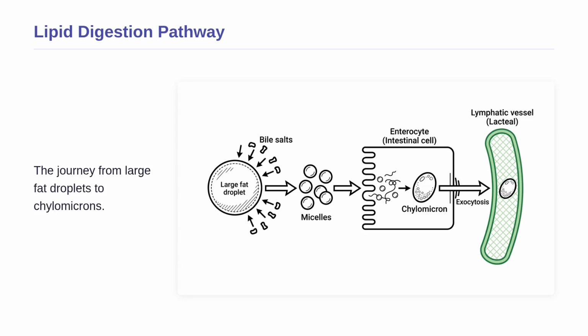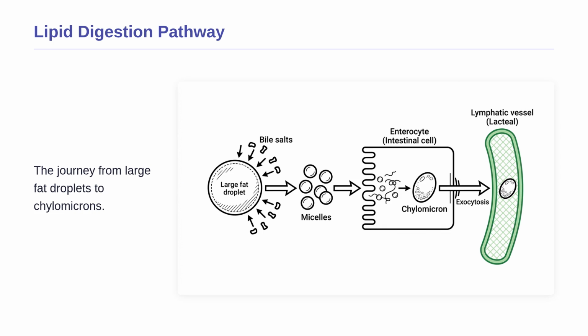Let us visualize this entire lipid shuttle system. On the left side of the diagram, you can see the large yellow fat droplet being attacked by bile salts, breaking it down into those tiny, manageable micelles. Notice how the micelles ferry the fatty acids right to the border of the enterocyte, allowing them to passively diffuse inside. Once inside the cell, look at how they are repackaged into that large structure called a chylomicron.